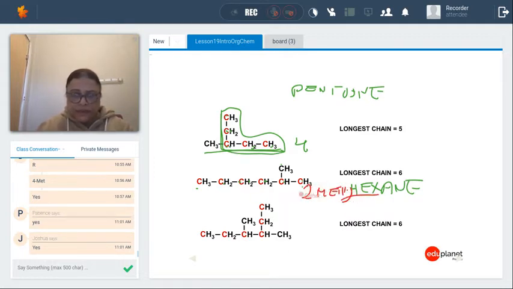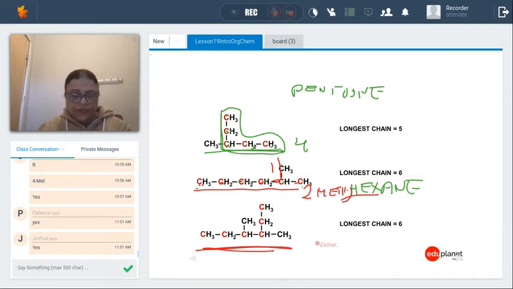2-methylhexane. Counting this way, 1, 2, 3, 4, 5, 6, 2-methylhexane. If I count this way, 1, 2, 3, 4, 5, 6, I also have 2-methylhexane. So it doesn't really matter. Okay, what about this one here?